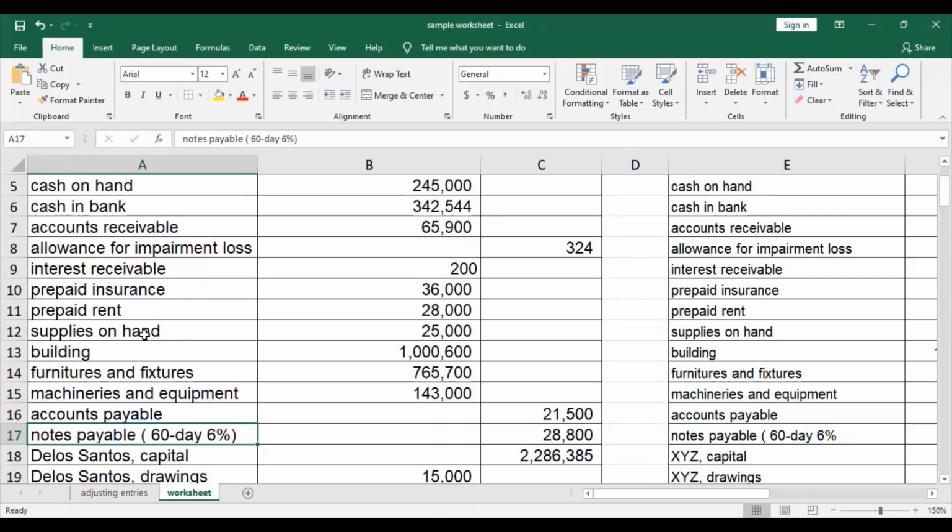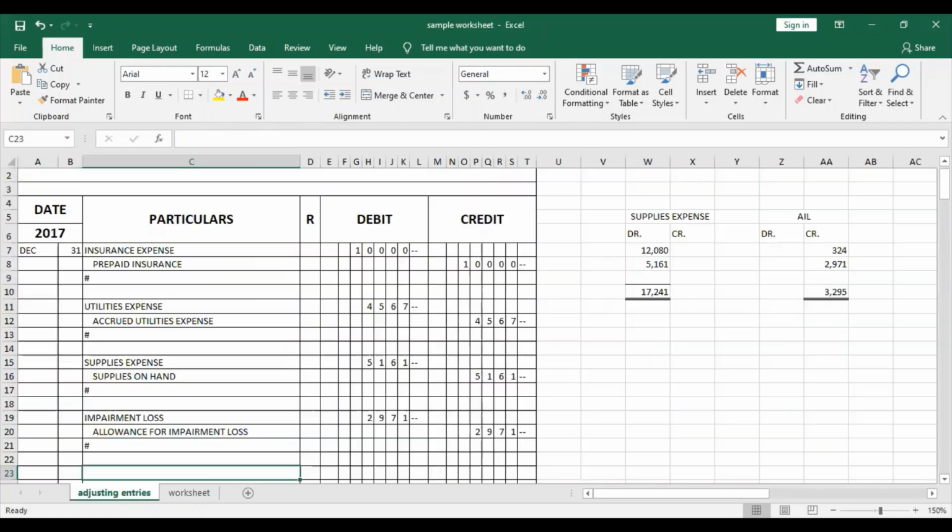And, kung maaalala nyo, ang kakambal lagi niyan ay interest. So, since tayo ang nangutang, it is a notes payable, tayo ang may utang, meaning, ang interest niyan is an expense on our part. Remember, interest is an additional payment. Kung tayo ang nangutang, tayo ang magbibigay ng additional payment, meaning it is an expense on our part. And notes payable is a 60-day, 6% note. How much is your notes payable? 28,800.